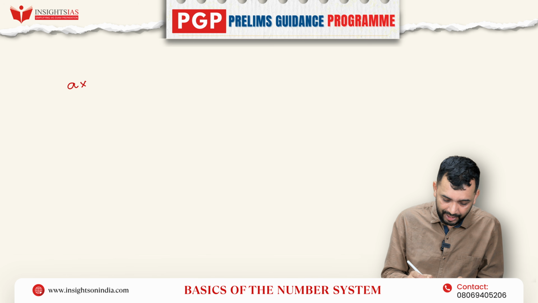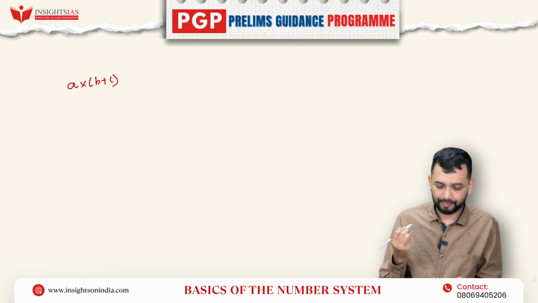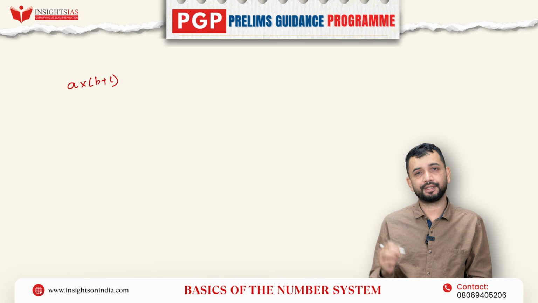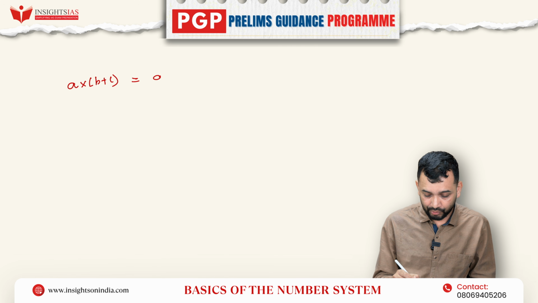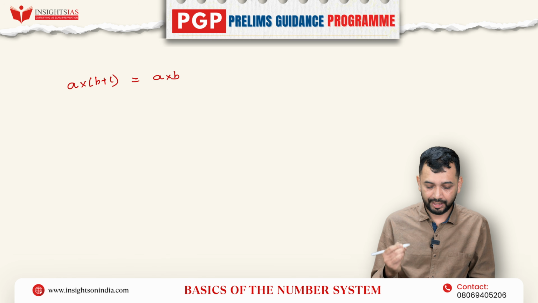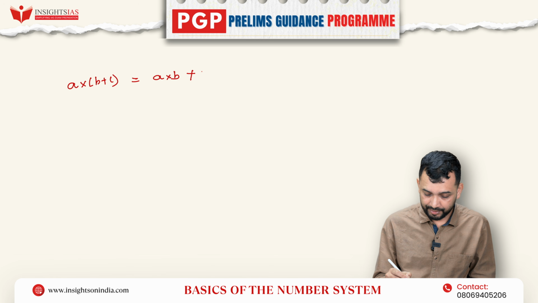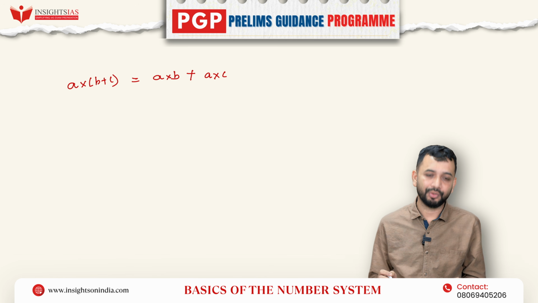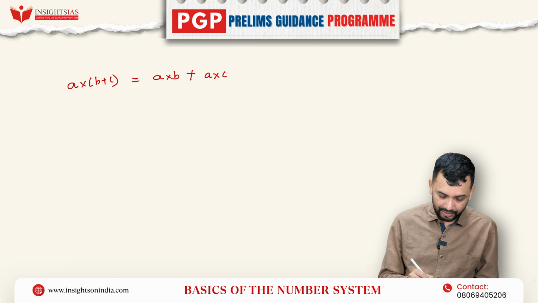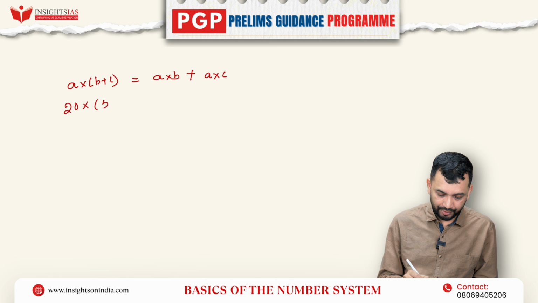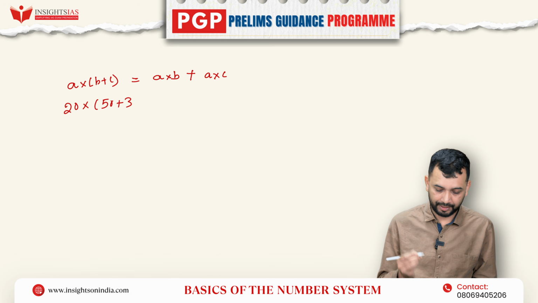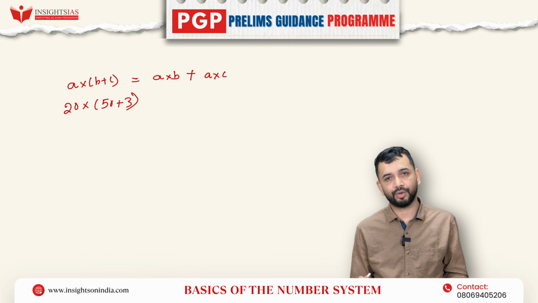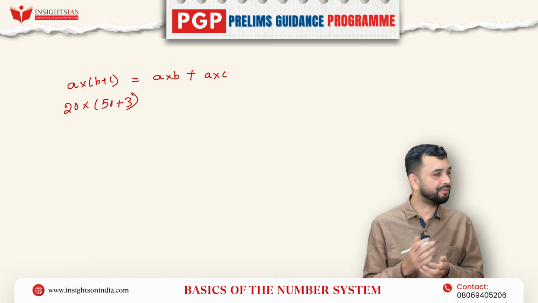Let's say there is A into B plus C, where A, B, C are three natural numbers, then I can also say it can be written as A into B plus A into C, right? Now, sir, where will it be useful? Again, think from the utility, something like this. Now, 20 into 50 plus 3, right? Since it is a bracket, what will we do? First, we will do 50 plus 3, 53 into 2.